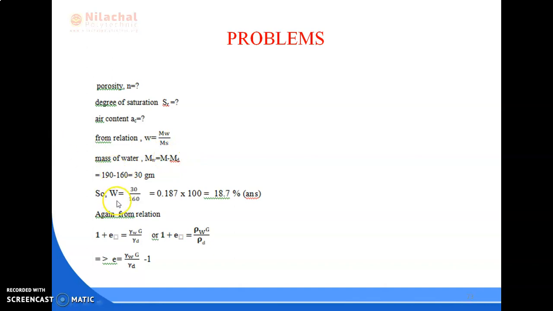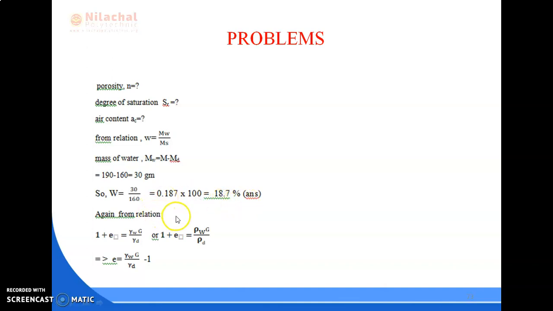So, W equal to 30 by 160. As MS is given, the only unknown is MW, which we calculated here as 30. So, 30 by 160 equal to 0.187. We multiply 100 with it, then the answer is 18.7%. This is one answer.